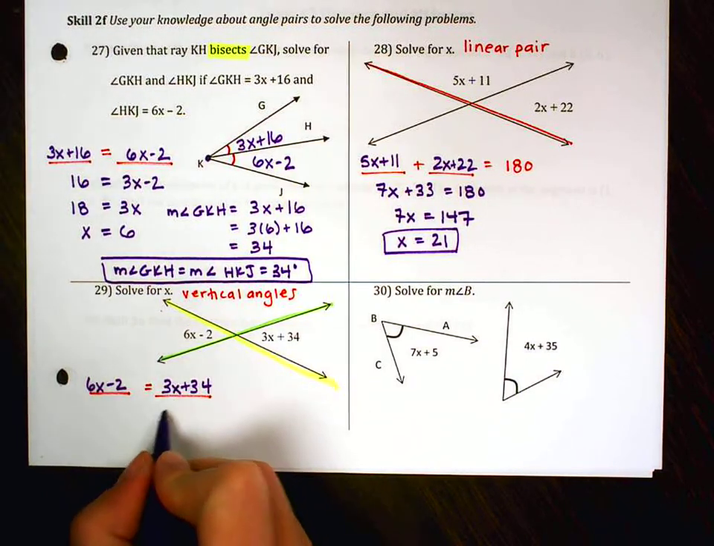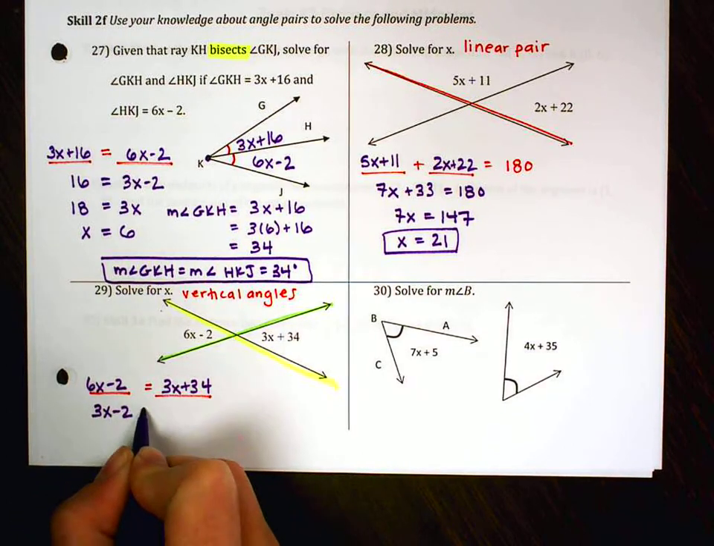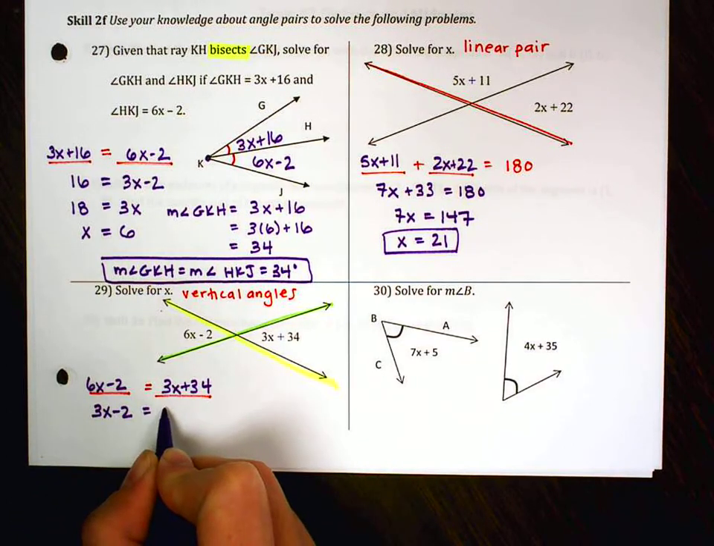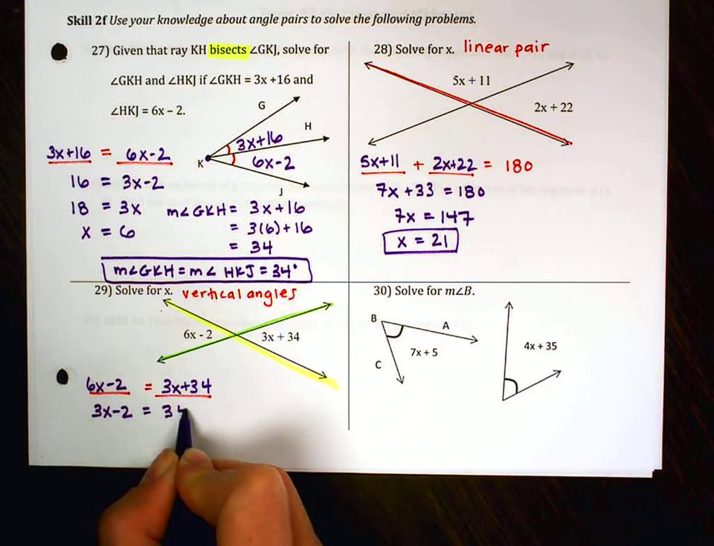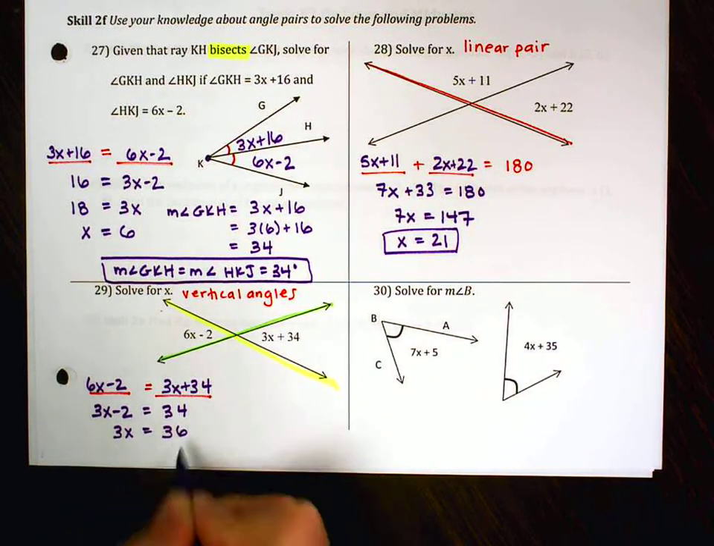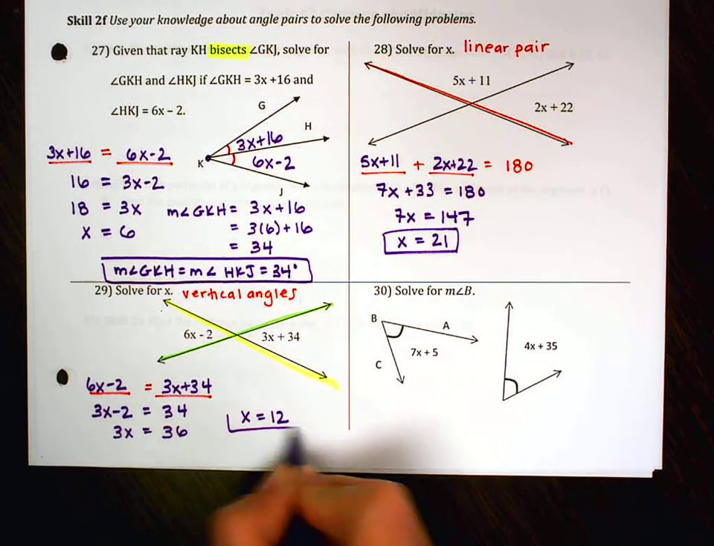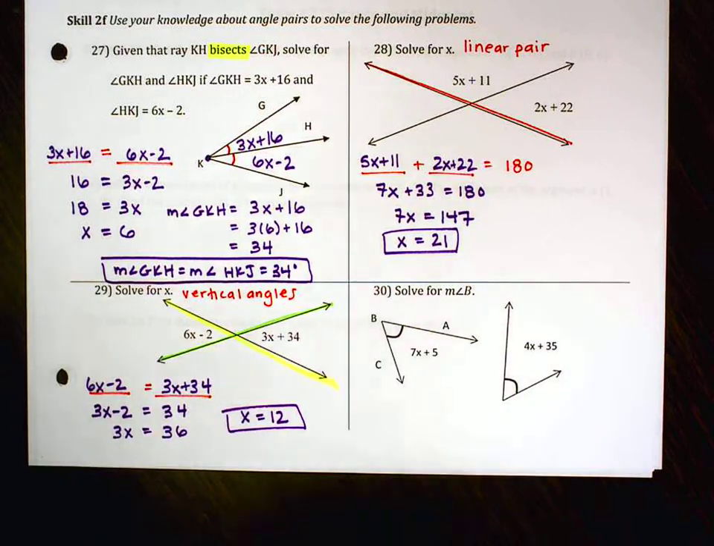I'm going to subtract 3x on this side. I'm going to add 2 to this side, and I'm going to divide by 3. They told us to solve for x, so we're all done.